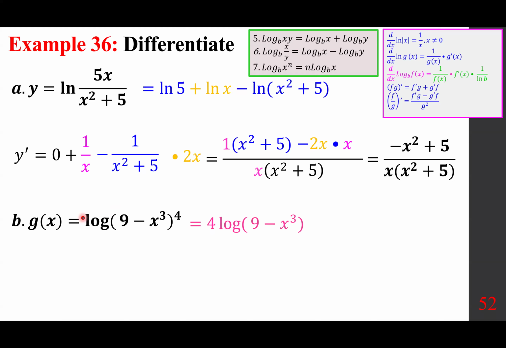And now I'm going to do calculus. So I keep the 4. So g prime of x is 4. Now I deal with the log. I will flip this over. So 1 over the argument of log, 9 minus x cubed.